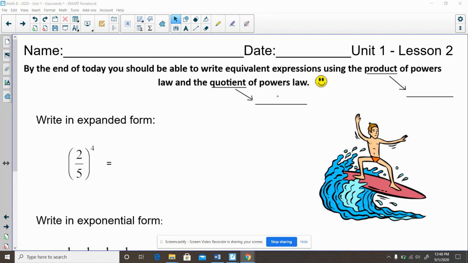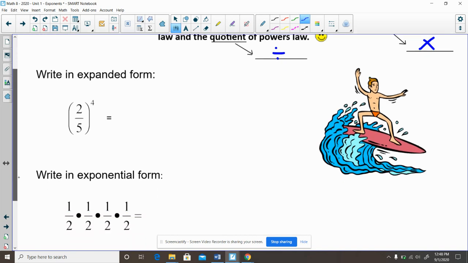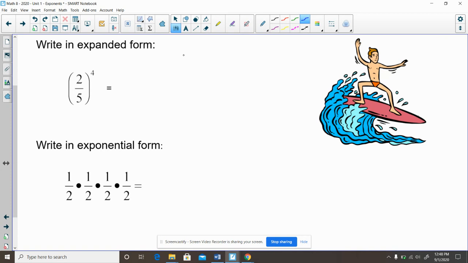Okay, so today we're going to be talking about two different laws that we're going to learn about. One is the product of powers law. Let's think about what the word product means. In math, product means to multiply. And the quotient of powers law is going to be our second law, and that means to divide. Okay, so we're going to work with these two laws today. But first, let's take a step back and answer these questions. Please do so on your paper.